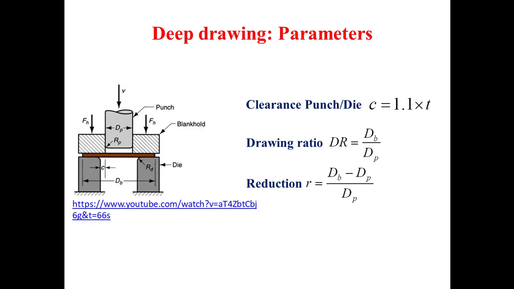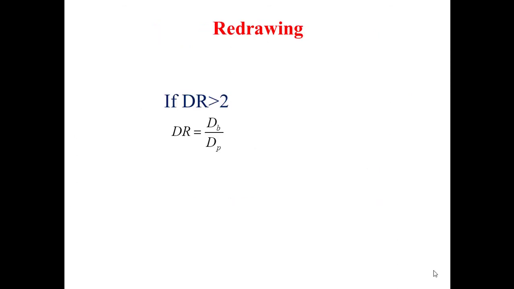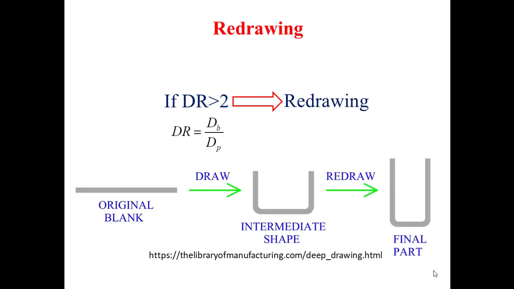In fact, in order to ensure a proper deep drawing, the reduction R must be kept lower than 0.5 and the drawing ratio must be kept lower than 2. If this drawing ratio is higher than 2, we must apply a redrawing, which means that the deep drawing process must be carried out through a series of dies, as it is depicted by this figure, in such a way that the considered drawing ratio upper limit is respected.